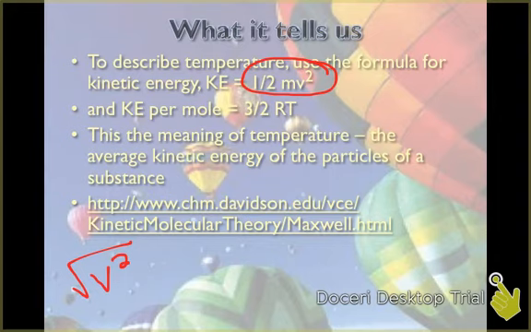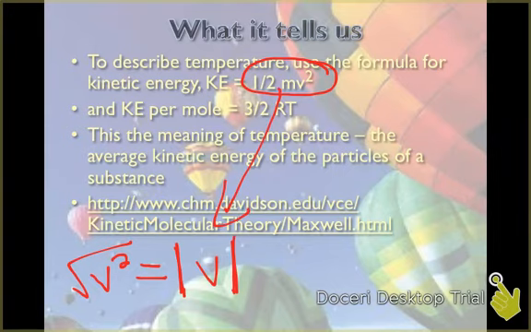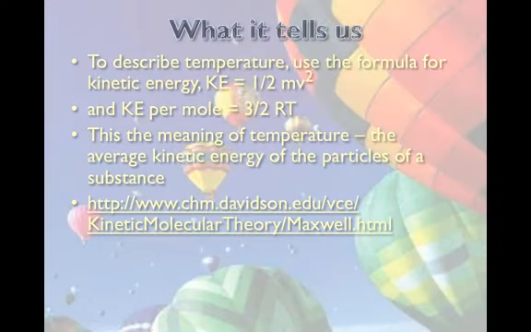So if you square it, that gets rid of the direction. And then if you take the square root of it, it gets rid of the square, so you're left with the same thing. So what we're doing is taking the absolute value of our velocity. Again, go to that website if you want to see how they get from this equation to down here. But that's the basics of it.